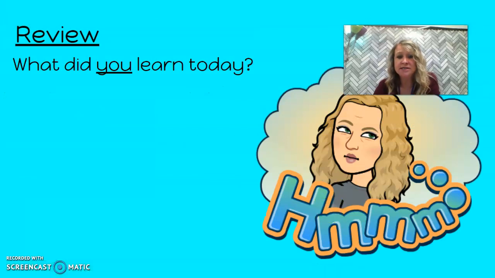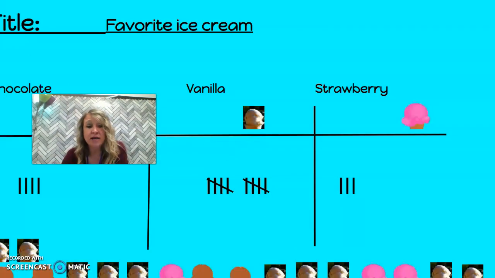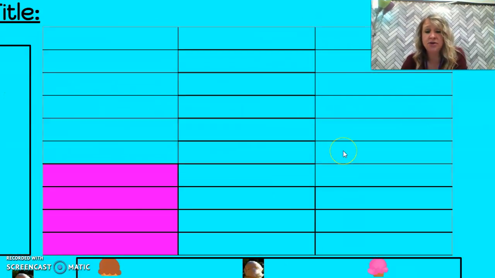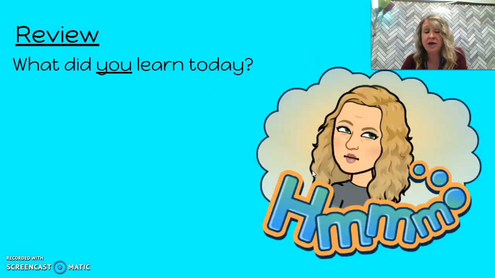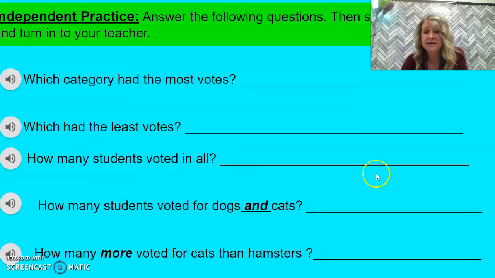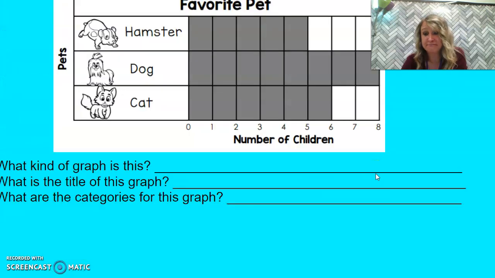What did we learn today? We learned that you can use a tally chart to make a bar graph. And then you answered questions about this bar graph. All right, so tomorrow we will take a test and assessment over bar type graphs and picture graphs. So make sure you're paying attention when you watch those videos, and before you turn in your assignment, you understand what we did today.